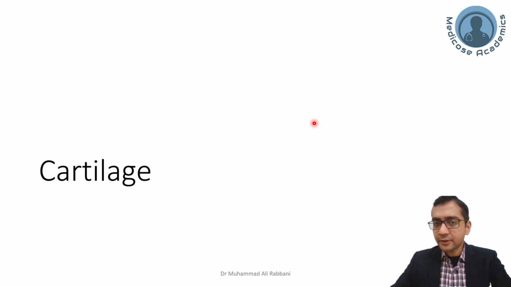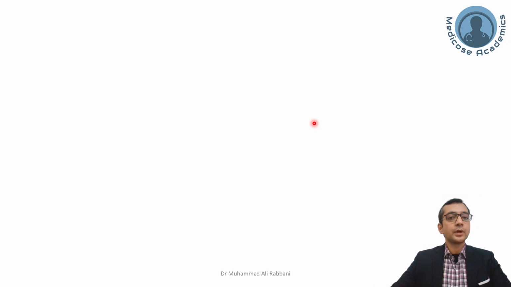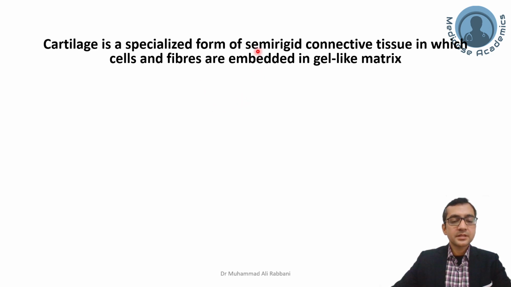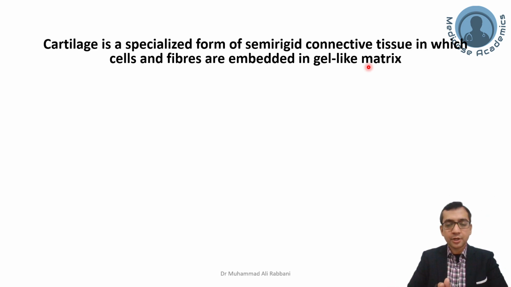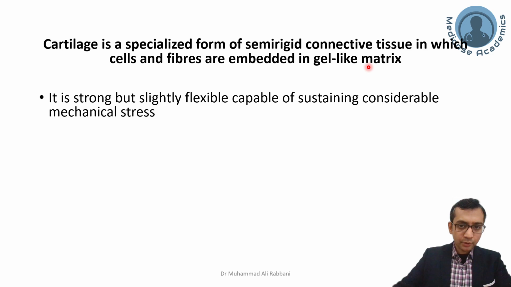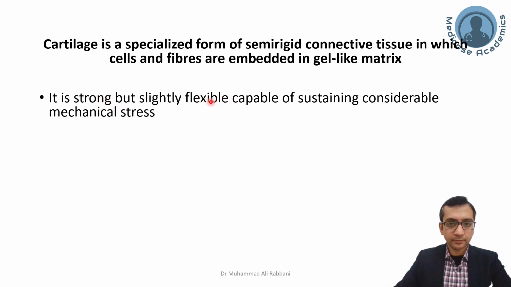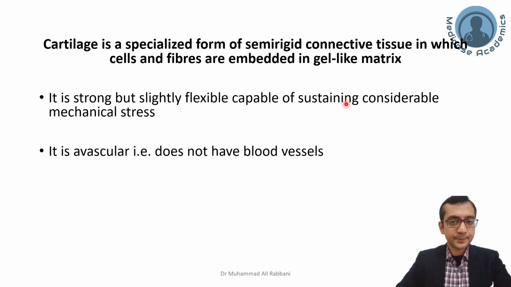Let us finish the lecture by talking a little bit about the cartilage. What is cartilage? It is a specialized form of connective tissue, semi-rigid in nature, in which cells and fibers are embedded in a gel-like matrix. It is different from the bones in the sense that it is not calcified and not rigid in that form. It is similar to the bone in the sense that it can hold its own shape, it's semi-rigid and gives some support. So it is strong but flexible. Flexibility is a feature that is different from the bone, and it is capable of sustaining considerable mechanical stresses.